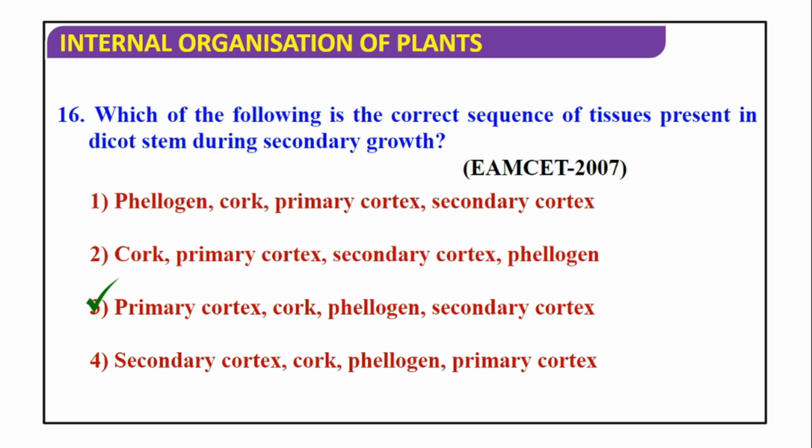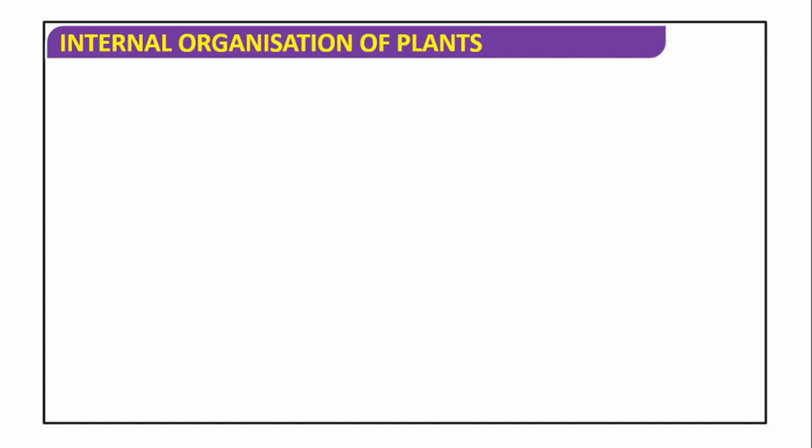So, which of the following is the correct sequence of tissue present in the dicot stem during secondary growth? The primary cortex, cork, phellogen and secondary cortex is the correct answer.